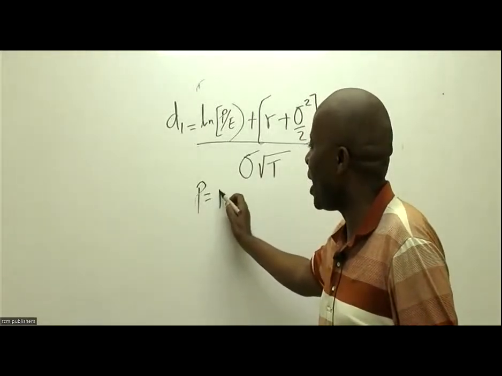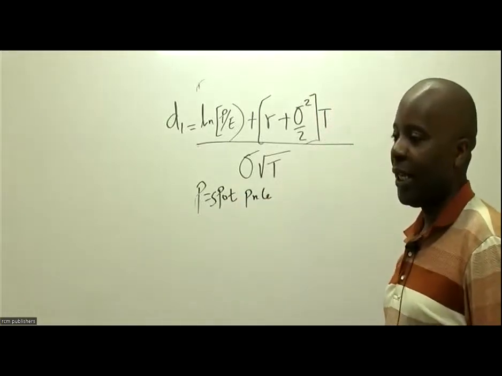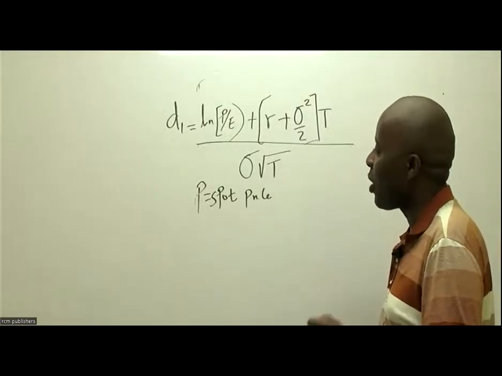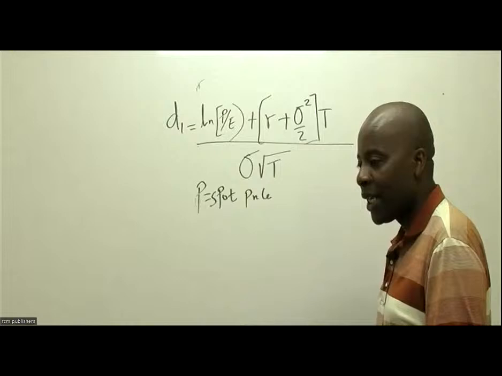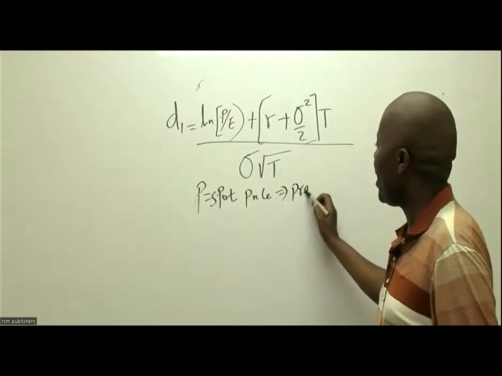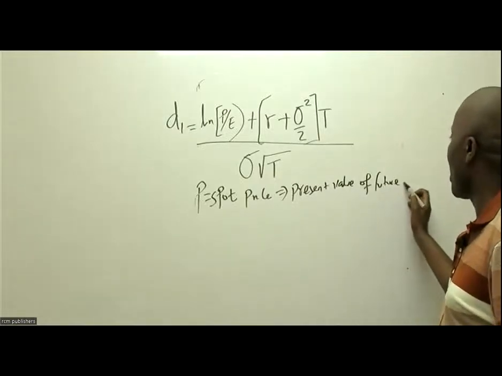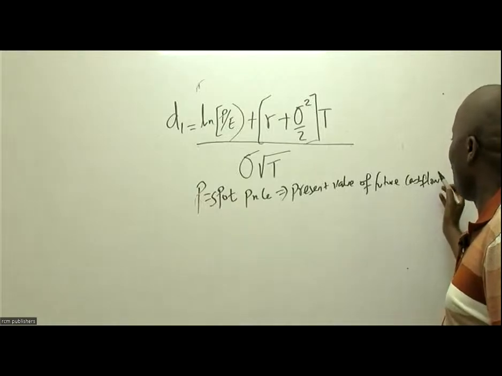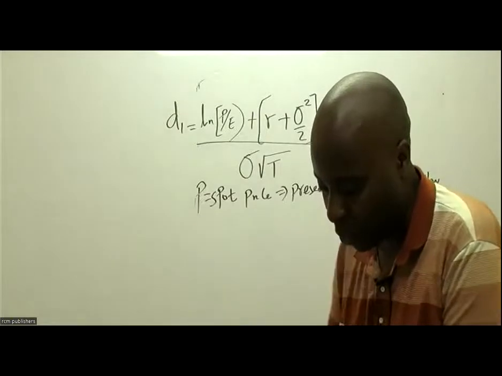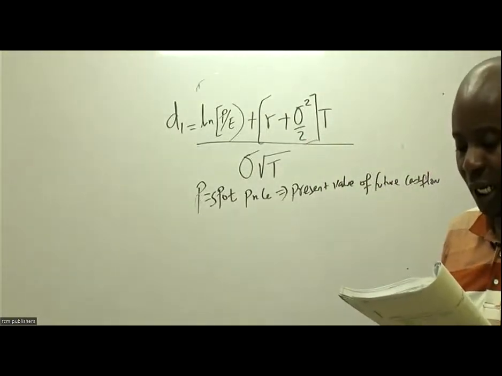Remember that this P stands for the spot price. In terms of real options, this P, the spot price, is the present value of future cash flows from the option. Is there somebody who is able to see this present value of future cash flows?